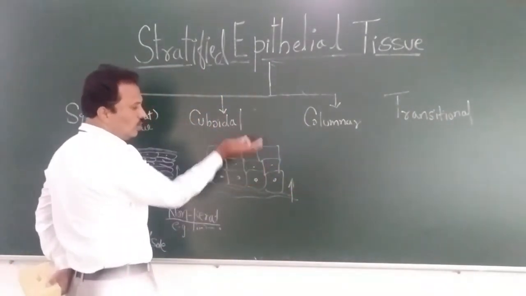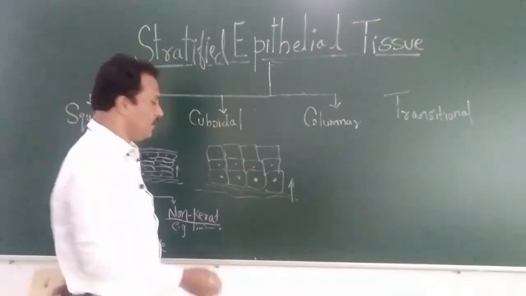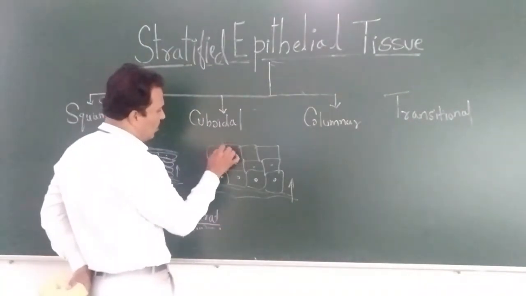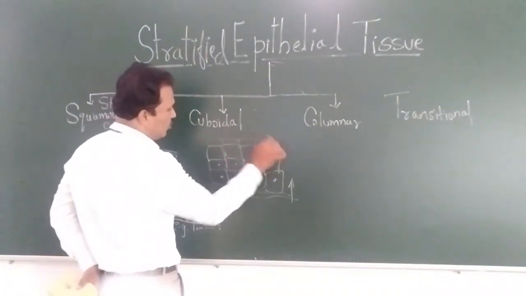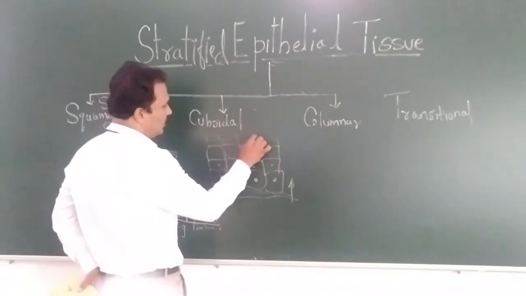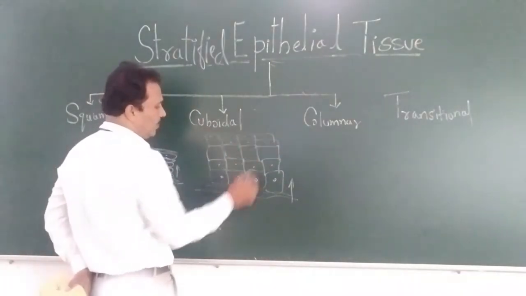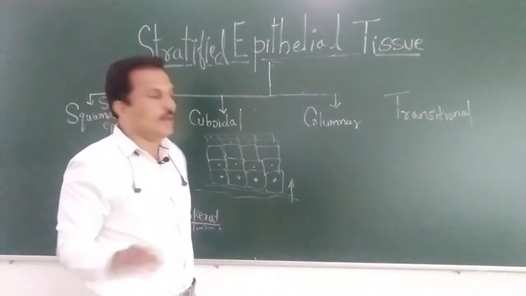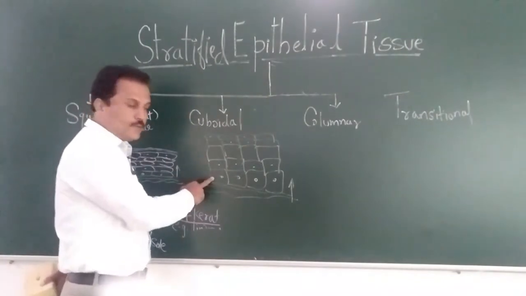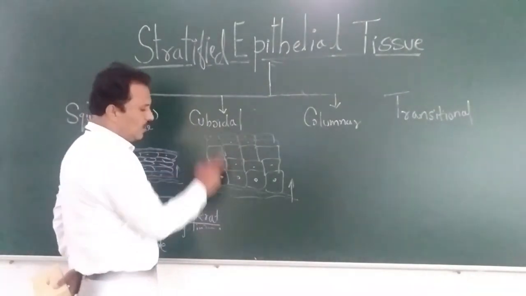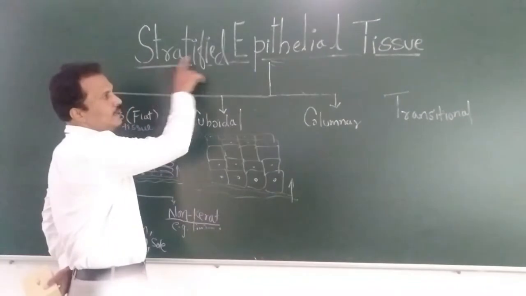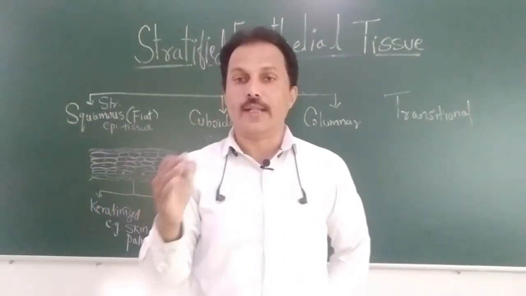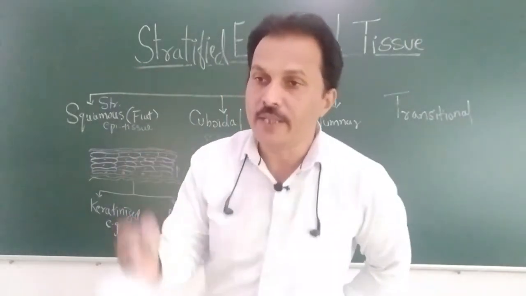Old cells move up, and when you look at the shape of the cells in the top layer, they are a little bit smaller, not perfectly cubical. But the shape of the cells at the base level is perfectly cuboidal. That's why cuboidal cells placed in more than one layer on the basement membrane are nothing but stratified cuboidal epithelial tissue.